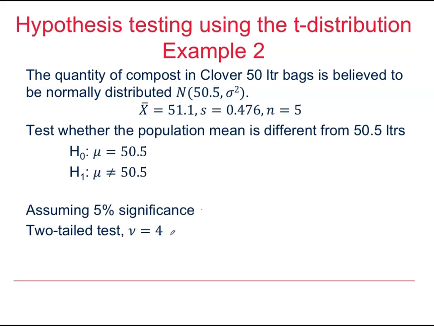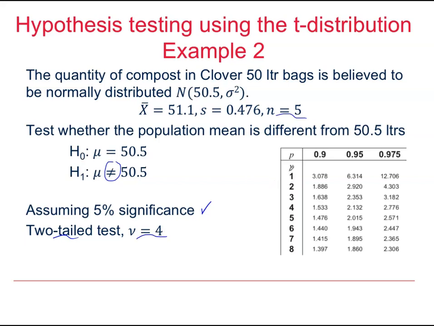Let's carry on with the test now. We should assume the 5% level of significance because no other is given to us. This is a two-tailed test because we are dealing with the not equals to case, and the degrees of freedom is 4 because the sample size is 5.